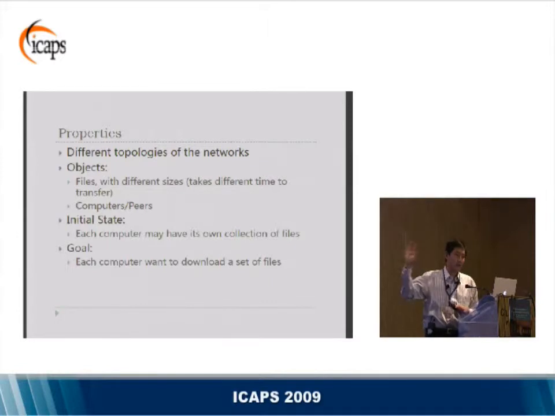We randomly generate different topologies of the network. In each problem instance, we have files with different sizes. Therefore, they take different times to download.